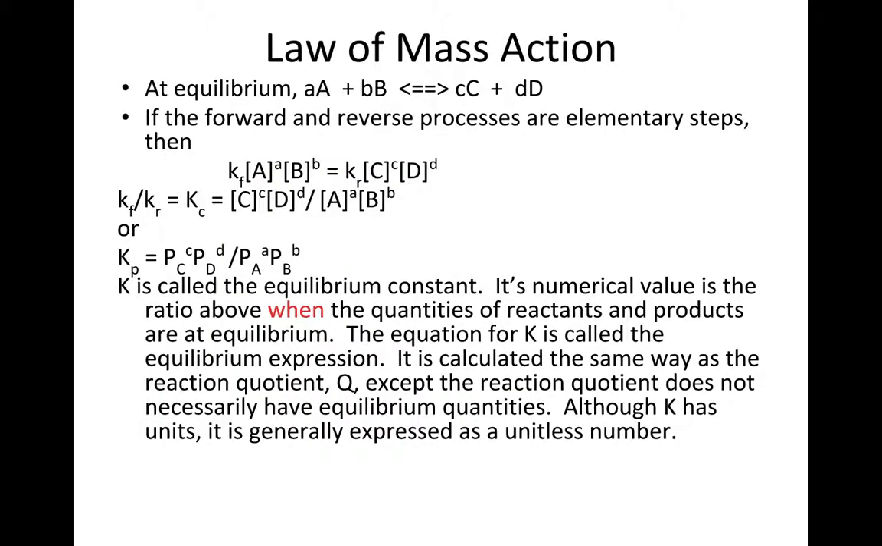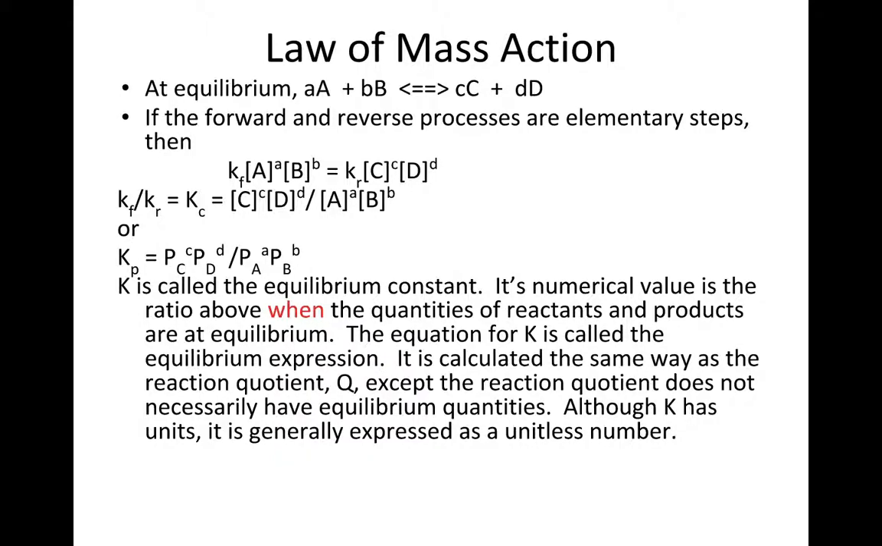So let's look at the law of mass action. Now the law of mass action applies to a situation where you are at equilibrium. Here we have our generic reaction aA plus bB makes cC plus dD. At equilibrium, your forward rate equals your reverse rate. So if we look at our forward rate as an elementary step and our reverse rate as an elementary step, then if we think back to our kinetics, the forward rate would be Kf times [A] raised to the power of little a times [B] raised to the power of little b.